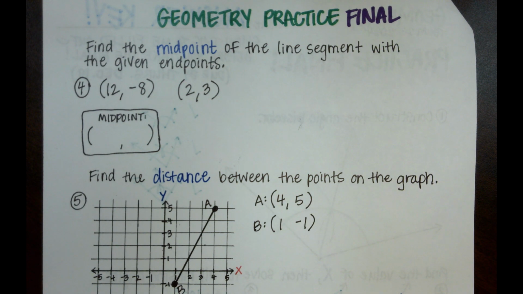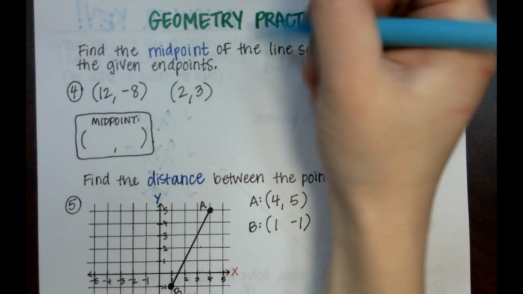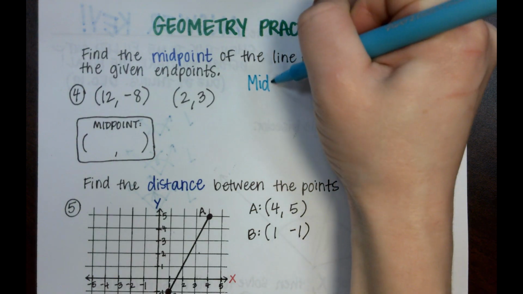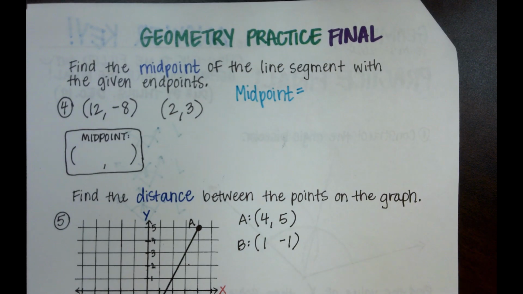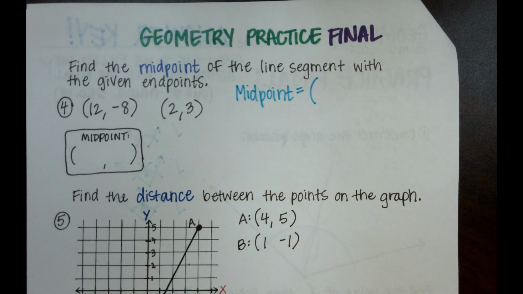No, it had something to do with X1 and X2. Yes, it does. So all we're really doing is finding the average X value and the average Y value. So let's write out the formula, because I think I remember it too. I'm going to say midpoint equals, and I'm going to use colors here, red and blue for X and Y.